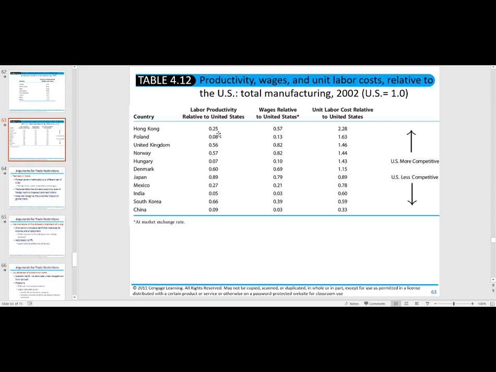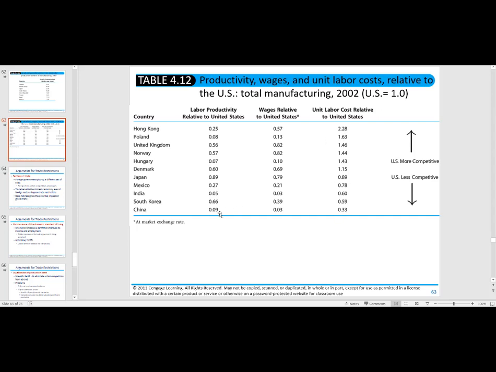So, for example, labor productivity in Hong Kong is about a quarter of that of the US. The wages are about 57% of what workers are paid in the US, and therefore the cost of labor is 128% higher in Hong Kong than in the US. Even though the wages are cheaper, the productivity is just 1/4 of that of the US. So at the end, they have to work 4 times more to do the same stuff as the American worker. This translates in a labor cost that is higher by a factor of 2.28 relative to the United States.